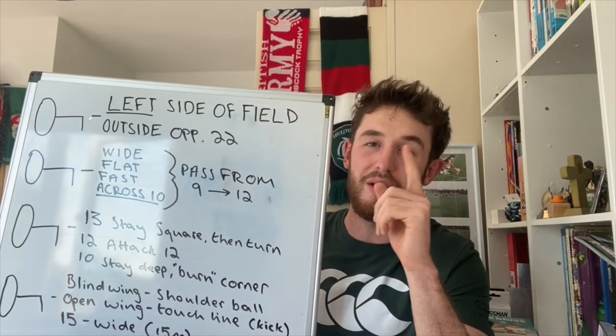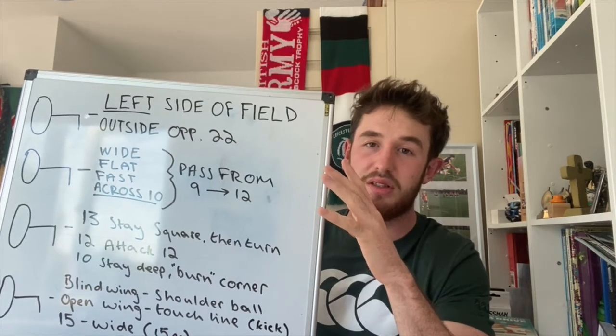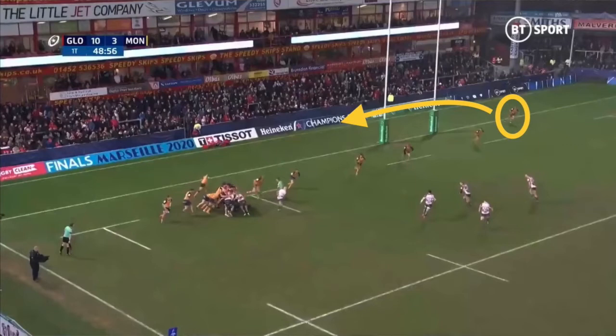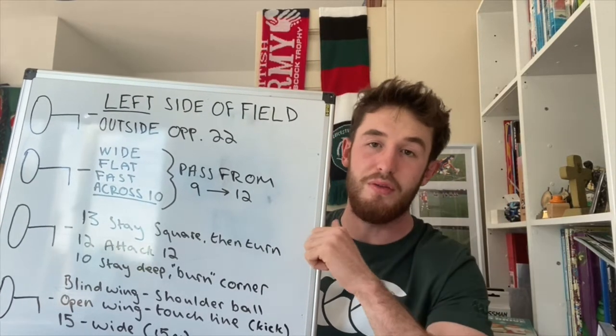First of all, it is a lot easier to do if you are outside of the opposition 22. This is because the fullback, as we've discussed, is not in the line. He will be in backfield. So he's not in the picture, meaning you can throw that long ball over to your 15 and he'll be open.